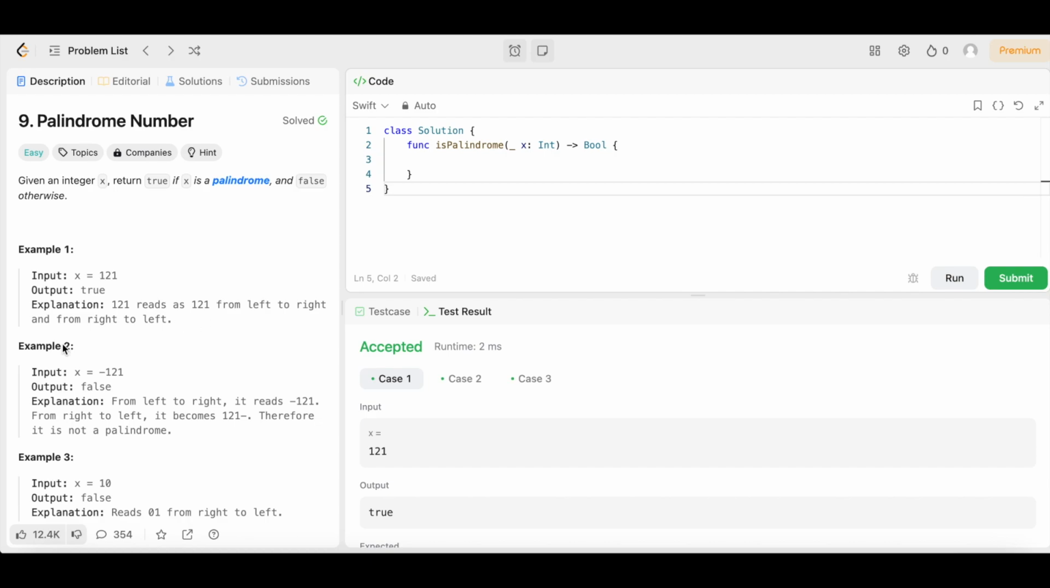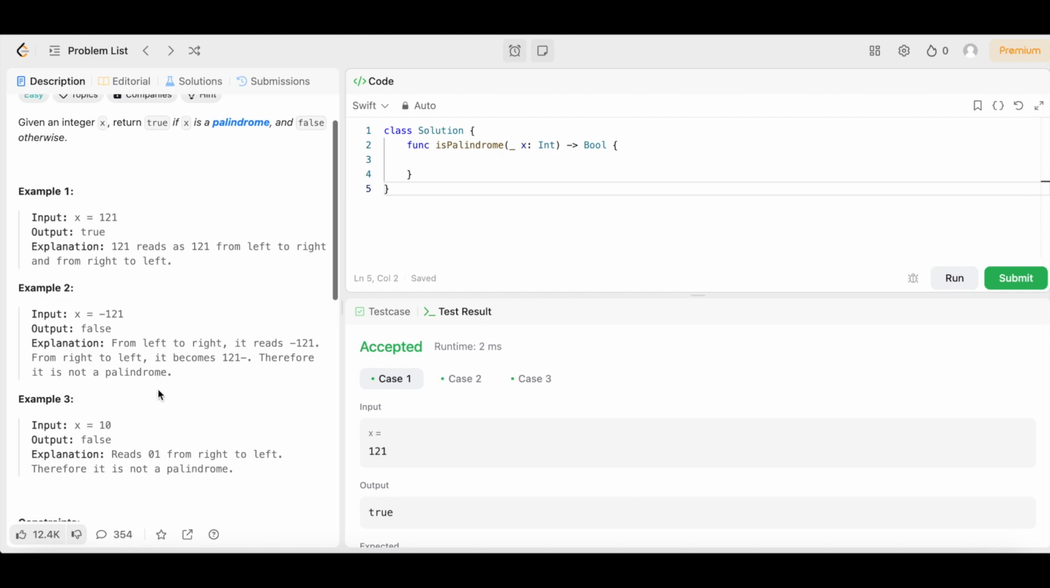Let's look at example number 2. X equals negative 121. Now that is going to return false because that is not a palindrome. It's going to be negative sign 121 when you read it one way, but when you reverse it, it's going to read 121 negative sign instead of negative sign 121. So that would return false.